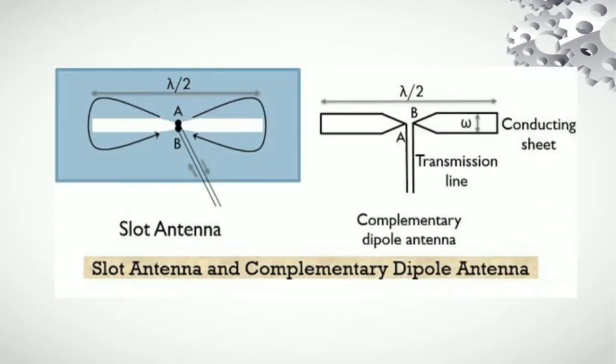So this one represents the slot and the complementary dipole antenna, which has a length of lambda over 2.